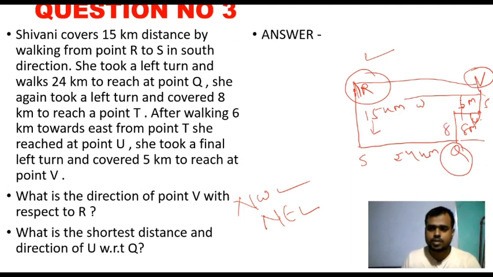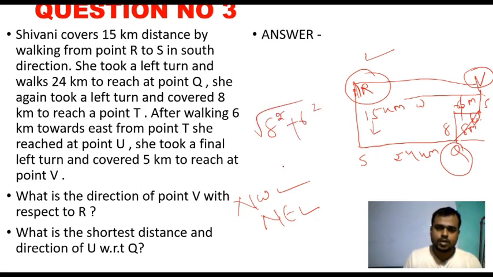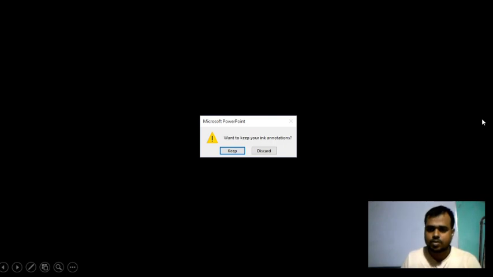And what is the distance? Here is 8 and here is 6. According to the Pythagoras theorem, this distance is the square root of 8 squared plus 6 squared, that is the square root of 64 plus 36, which is equal to 10. So the answer is 10.